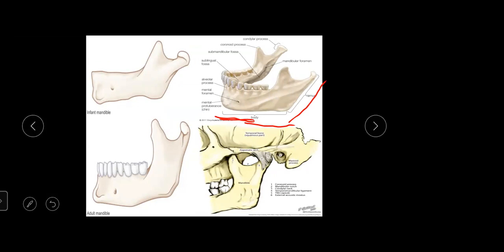Also, there are three processes within the mandible. The first one is the alveolar process. The alveolar process bears the teeth of the lower jaw. The other process is the condylar process, which articulates at the temporomandibular joint. And the other one is the coronoid process, which is separated from the condylar process by the mandibular notch. We say that the angle between the ramus and the body of the mandible is nearly a right angle, about 90 degrees. While here in the infant mandible, because of lack of teeth, it is a greater angle, I'm sorry.